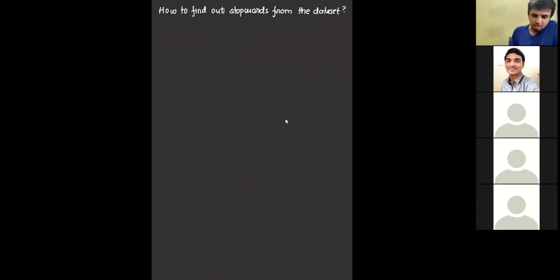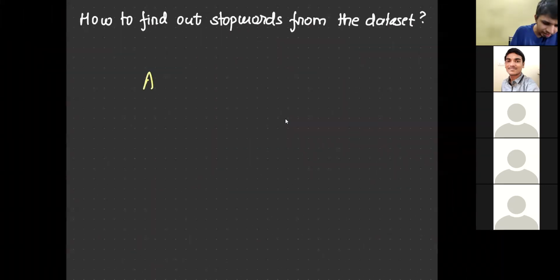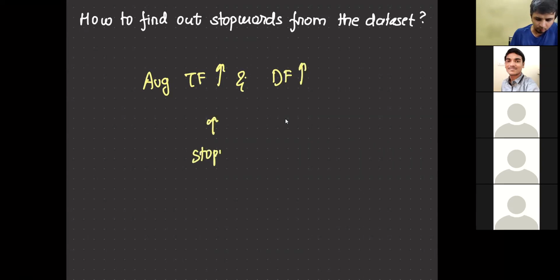So a very simple, very intuitive approach to do this is: TF is also associated, and that TF should be high. So TF is high and DF is also high. That would make it a stop word. So basically the idea is, when average term frequency is high and document frequency is high, this would make a word a stop word.